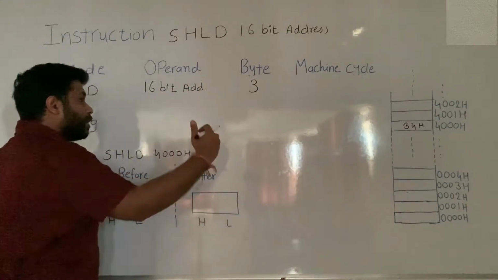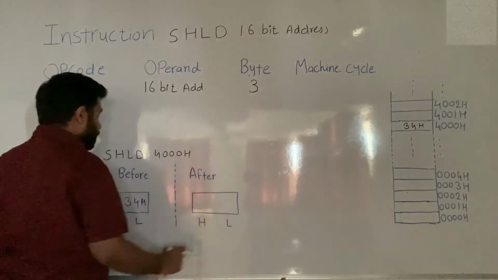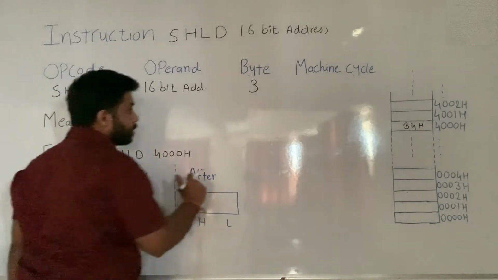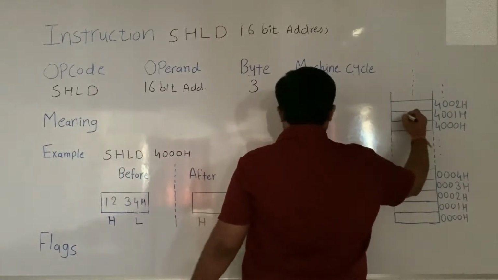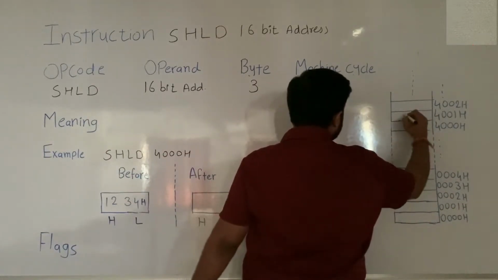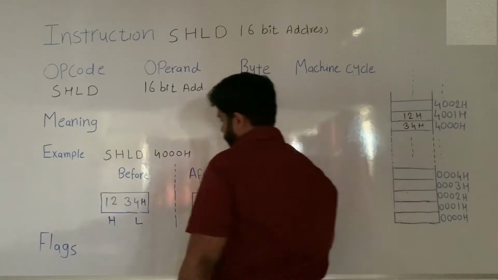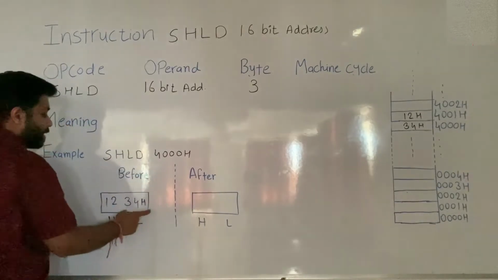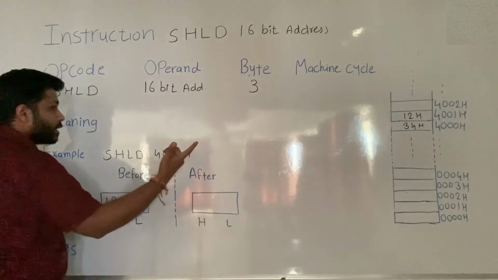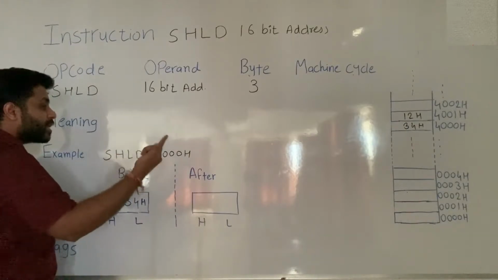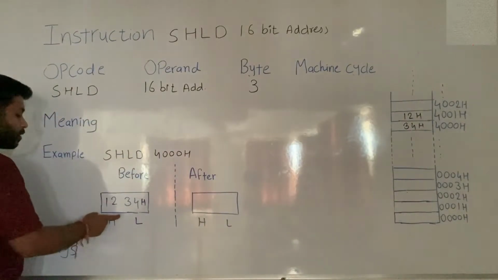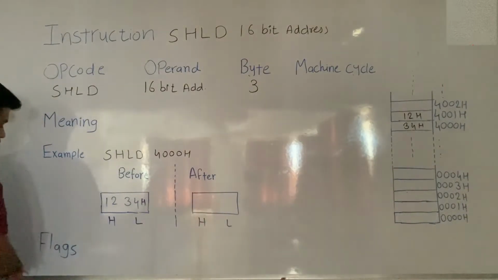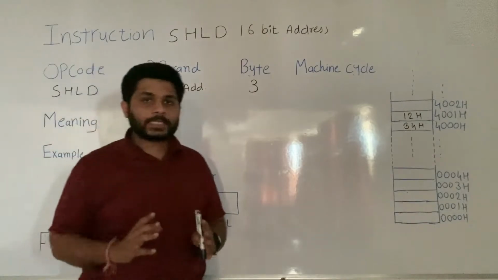After that, the value of the memory location will be incremented and the value from H will be transferred to the next memory location. So data will be transferred from H to 4001. Essentially, data from L will be transferred to 4000H. After that, the memory location will be incremented and the next data from H will be transferred to 4001H. Because it is a data transfer instruction, no flags are affected.